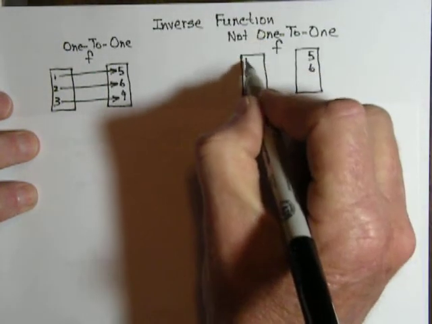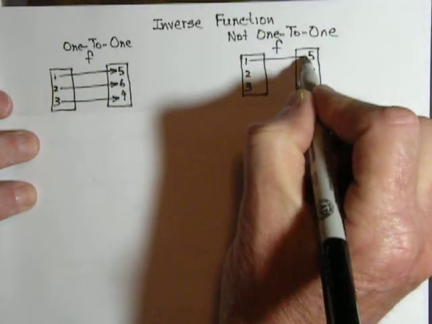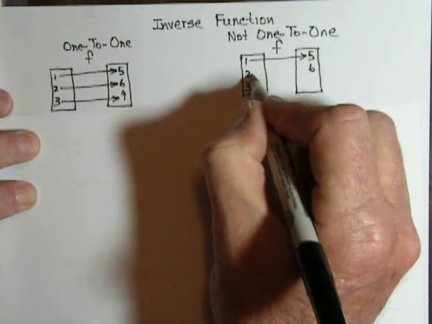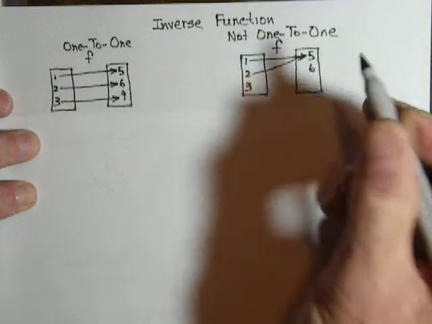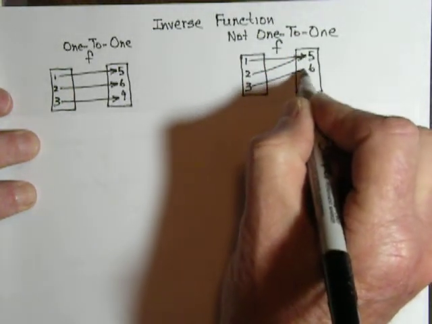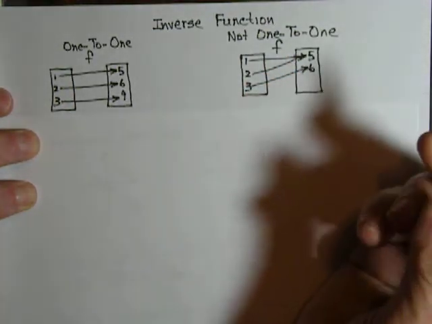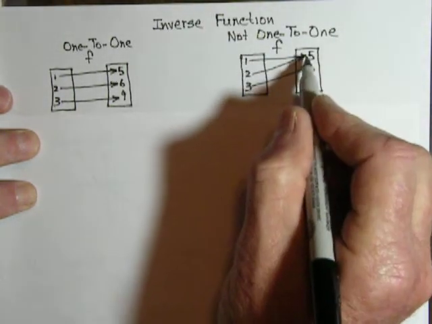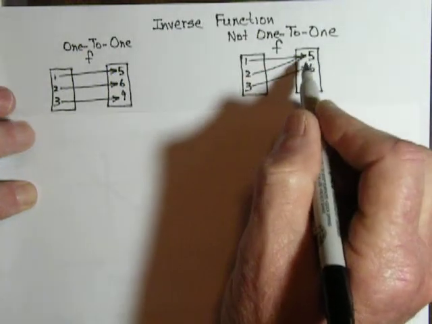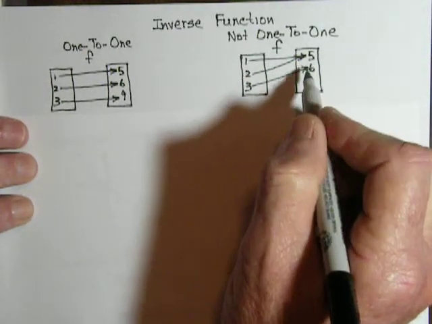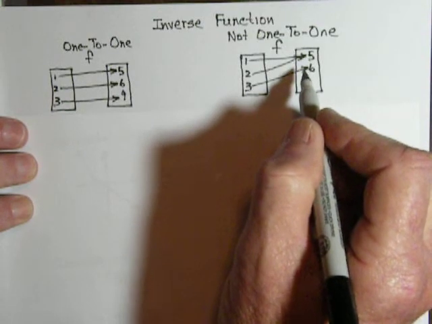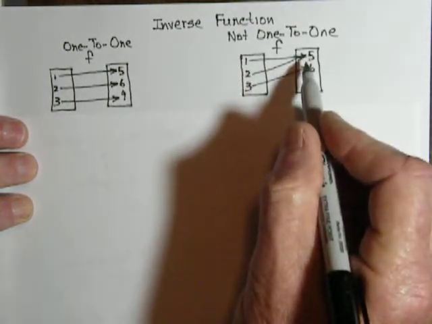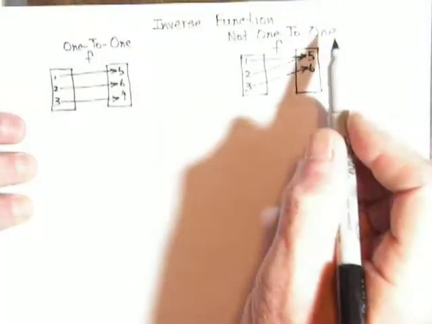Over here, suppose 1 goes to 5, and 2 also goes to 5, and then 3 goes to 6. Now it is still a function because each x has exactly one y. 1 has exactly one number paired with it, and that's 5. 2 has exactly one number paired with it, and that's 5. 3 has exactly one number paired with it, and that's 6. But in this case, 5 has two different x's paired with it. So this is not a one-to-one.